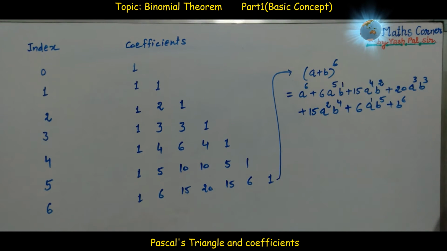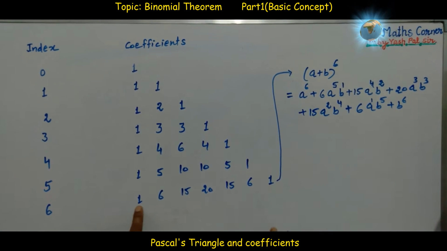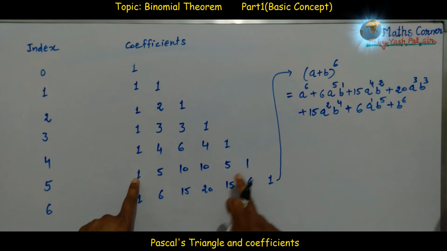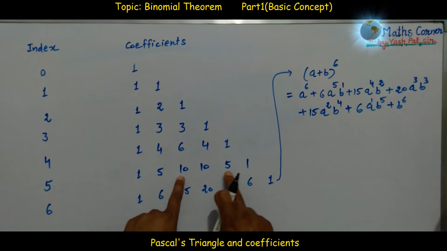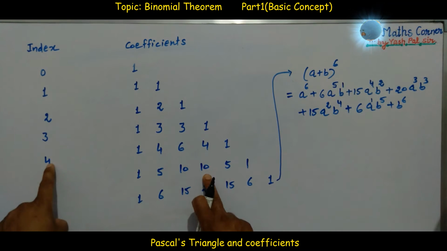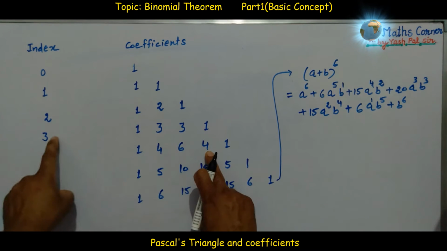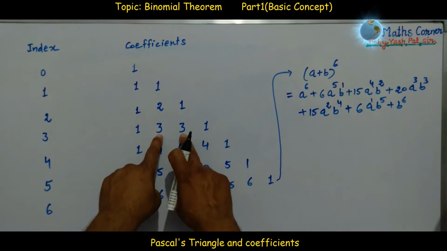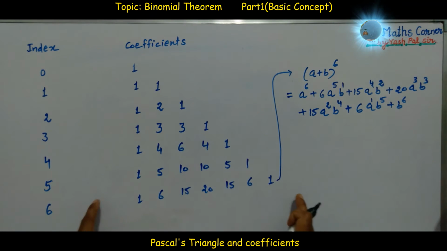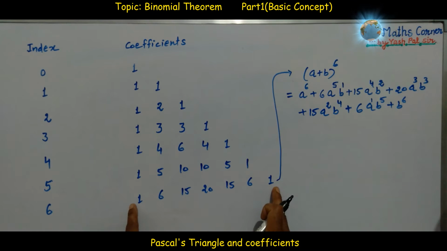Here one thing is very important. This is 1, last 1, 6 6, 15 15, 20 in the middle. Taking index 5, then what is there? 1 1, 5 5, 10 10. When the index is 4, 1 1, 4 4, 6. When the index is 3, 1 1, 3 3. Like this we see that the coefficients from the beginning and the coefficients from the last are the same.